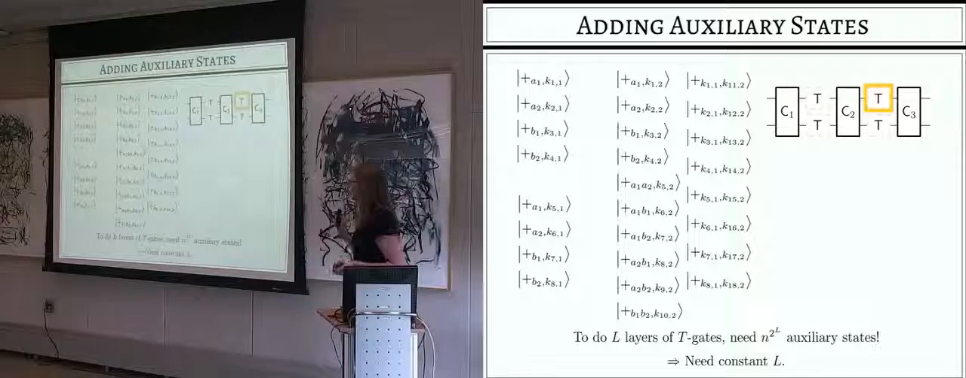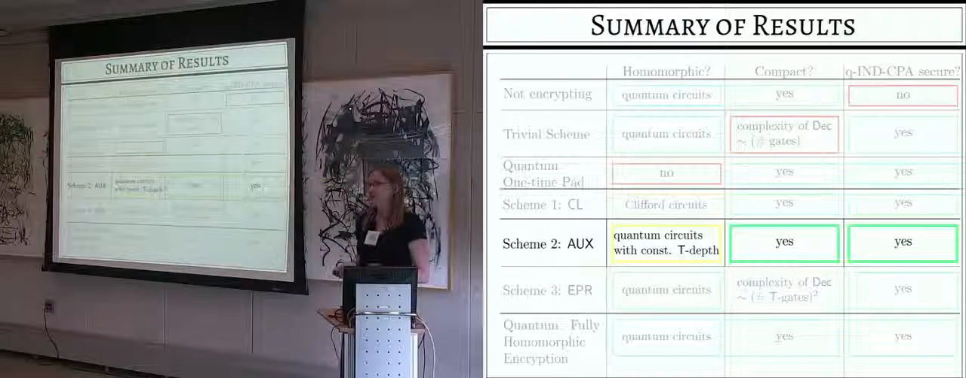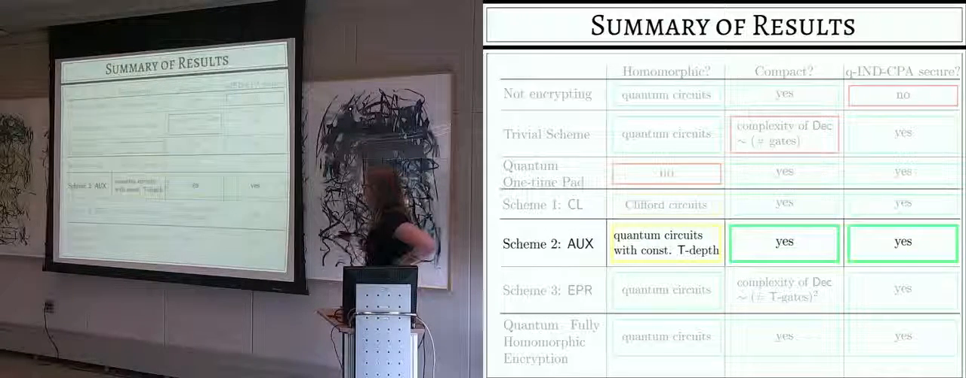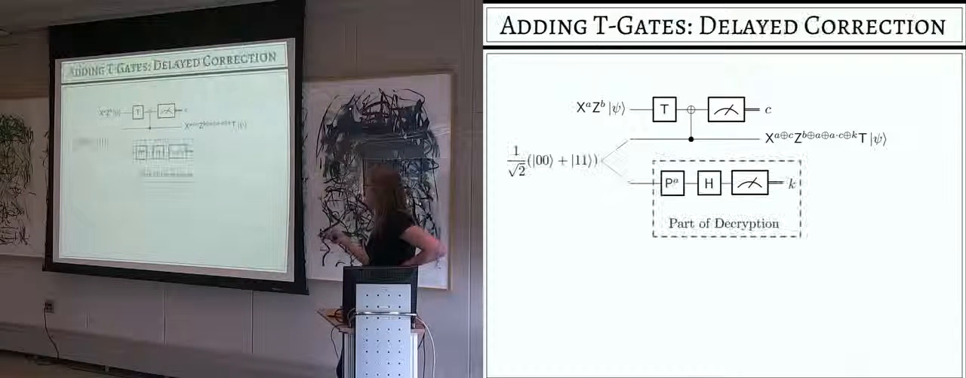Okay, so that's our first scheme in a nutshell. This gives us quantum circuits in Clifford plus T with constant T depth. In our final scheme, we're going to use the same sort of idea, but with a slightly different approach. In this scheme, we're going to use an EPR pair to delay correction to decryption.